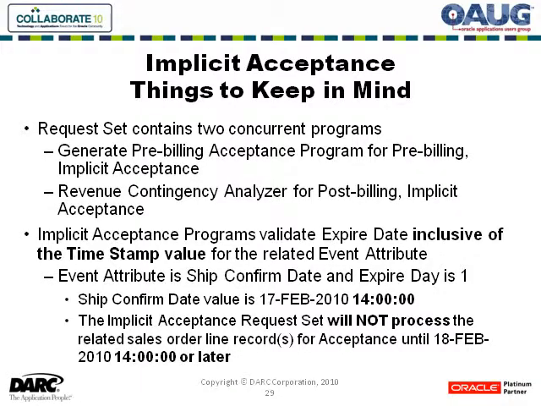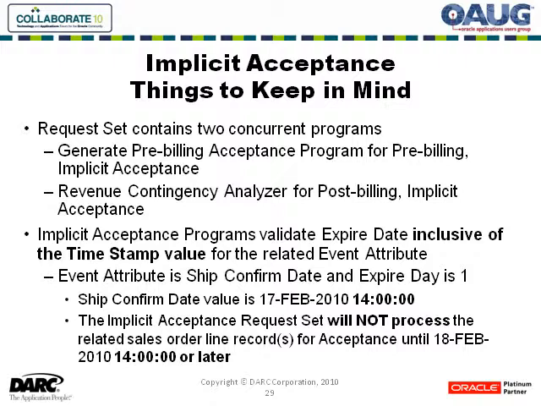Things to keep in mind for the implicit acceptance process are, again, that the request set contains two concurrent programs. They need to be scheduled to run, but quite frankly, they just need to run, otherwise nothing will get accepted. The two programs are, first, generate pre-billing acceptance, and that updates all the pre-billing acceptance records. The revenue contingency analyzer for post-billing updates all the post-billing implicit acceptance records.